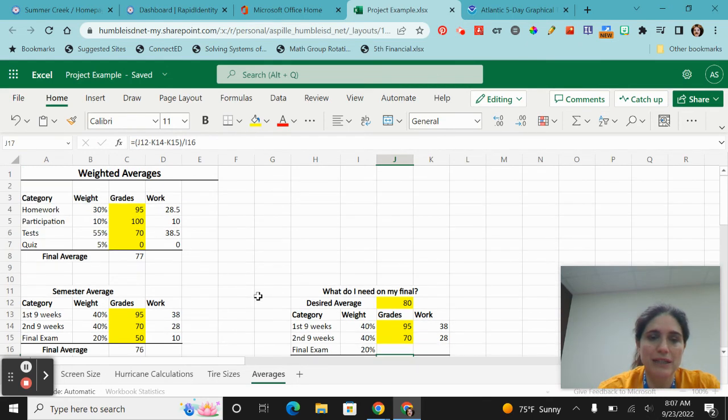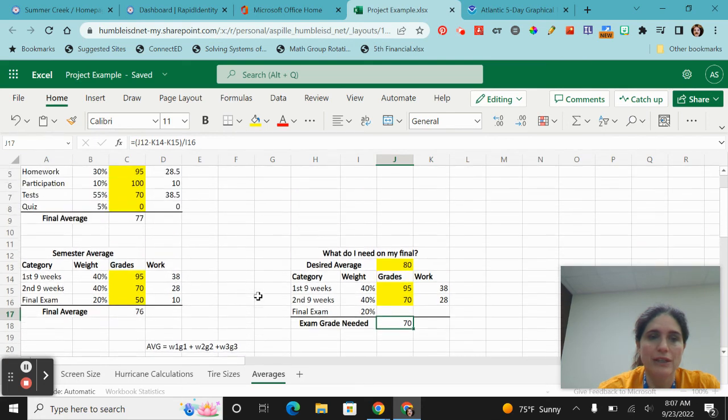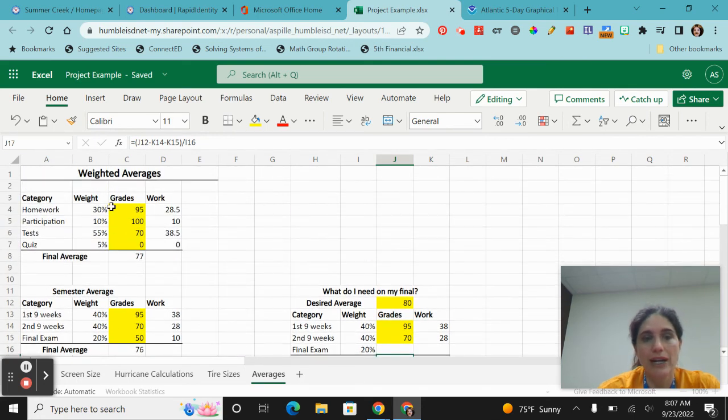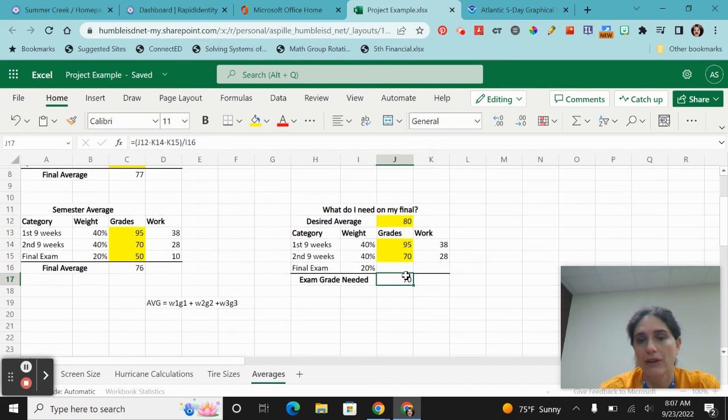Okay, so that's basically what you do for weighted averages. For normal ones, it's just the weight times the grade, weight times grade, weight times grade, add them up, that's your average. For the other one, we worked it around to get the grade three, or the exam grade. And that's it.